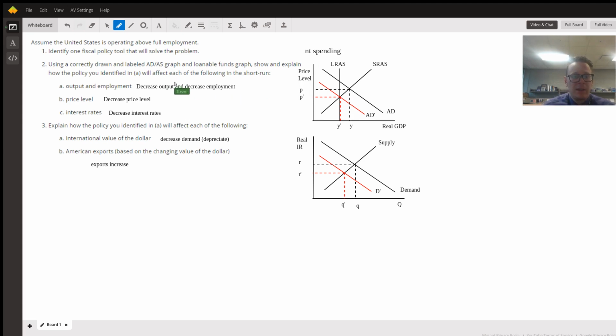Using a correctly drawn aggregate demand, aggregate supply graph, and a loanable funds graph, show and explain how you identified each in the short run. Well, with the output and employment levels, when we engage in contractionary fiscal policy, which is what these tools are, that reduces aggregate demand. When aggregate demand is reduced, that means price levels fall, as I said here. It also means output falls, and it also means employment levels are falling. Now, your unemployment would go up, but your employment levels would be falling because you're engaging in contractionary policy. Your goal here is designed to somewhat slow down the economy.